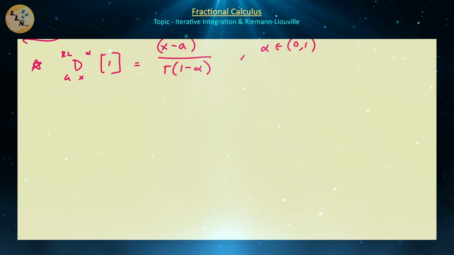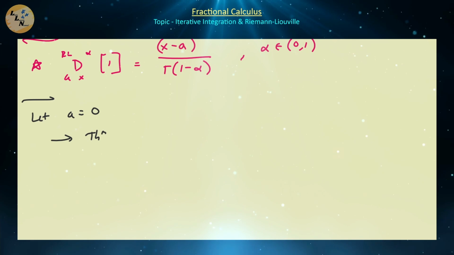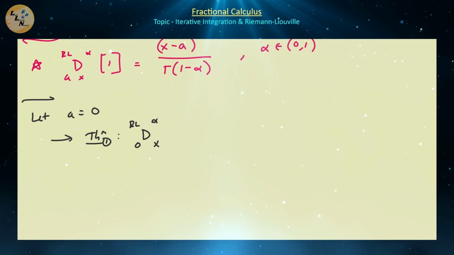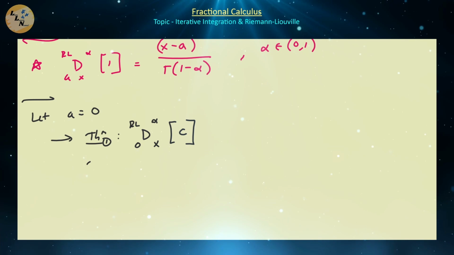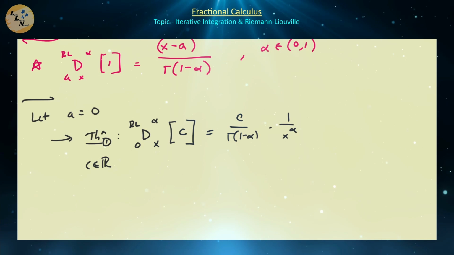In particular, we can let a be equal to 0 to get a particular family, and then you should be able to prove the following theorem. The Riemann-Liouville fractional derivative with base point 0 and terminal point x of an arbitrary constant c, where c is any real number, is going to be equal to c divided by gamma of 1 minus alpha times 1 over x to the alpha.